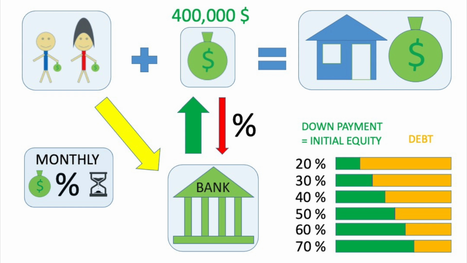Your down payment, and the $400,000 loan from the bank, permits you to buy the house you have chosen. The down payment is the initial equity, the loan is a debt. With your monthly payment, you give back to the bank a part of the loan, and the interests, based on the residual debt. By giving back part of the loan, you gain more equity from month to month.